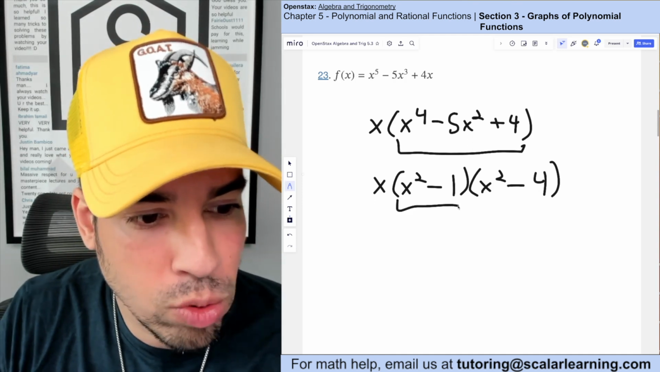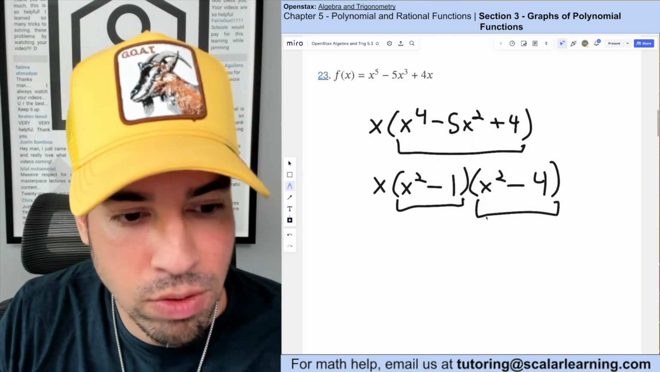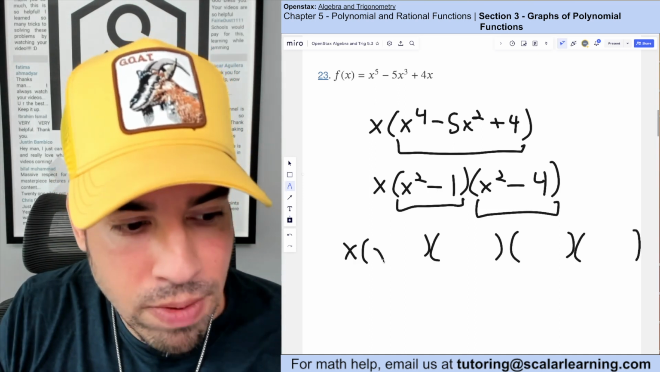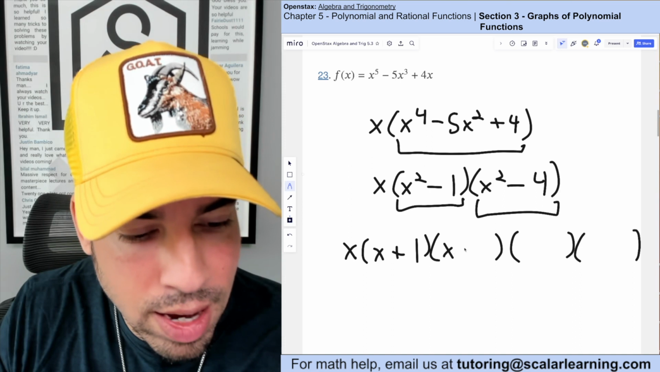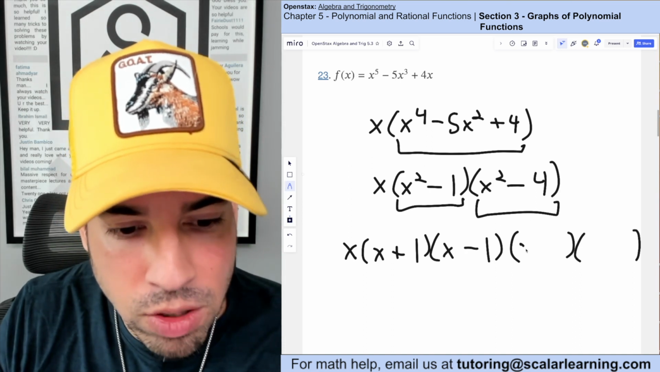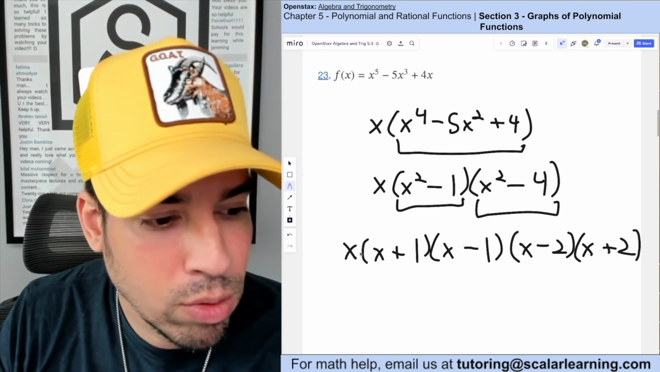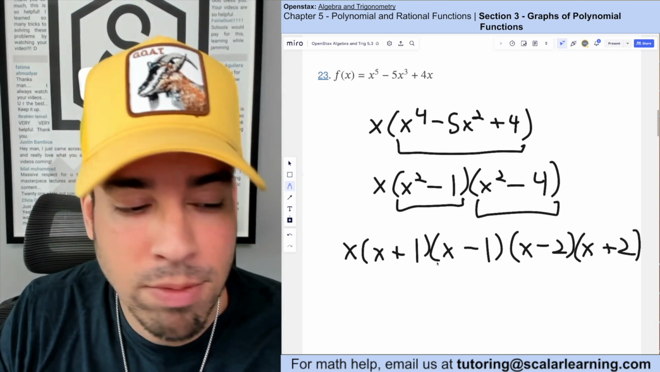And guess what? We got two beautiful, perfect difference of squares here and here, so we can factor both of those. So x squared minus 1 factors to x plus 1 and x minus 1. X squared minus 4 factors to x minus 2 and x plus 2. So it looks like we have 1, 2, 3, 4, 5 potential zeros.